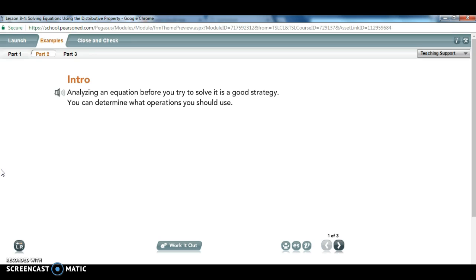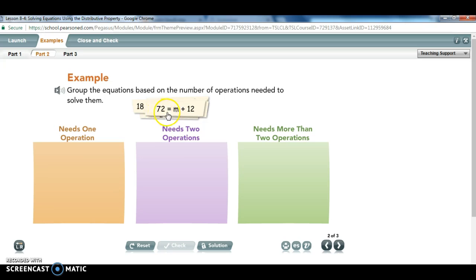Analyzing an equation before you try to solve it is a good strategy. You can determine what operations you should use. What this means is just really looking at the equation that you're trying to solve. Figure out what operations it's wanting you to do and think what inverse would follow that operation. So what is the opposite of all of the steps that equation needs? So when we look at 72 equals m plus 12, I know to get m by itself, I'm only going to use one operation. That operation is going to be the opposite of adding 12, which is subtracting 12.